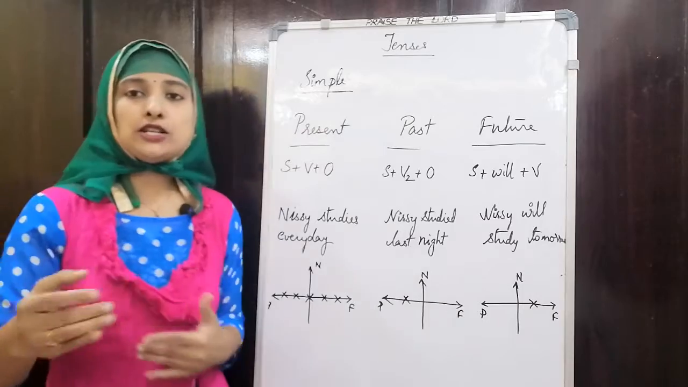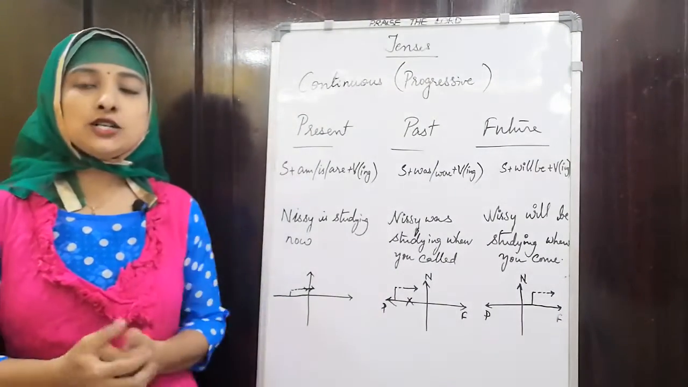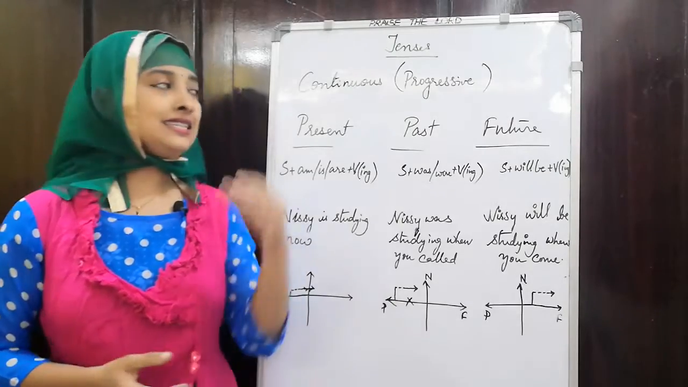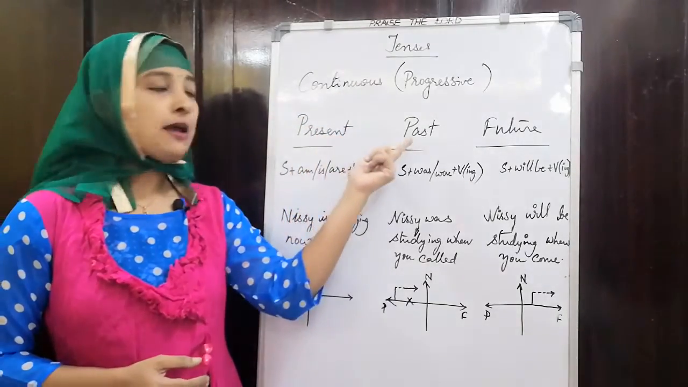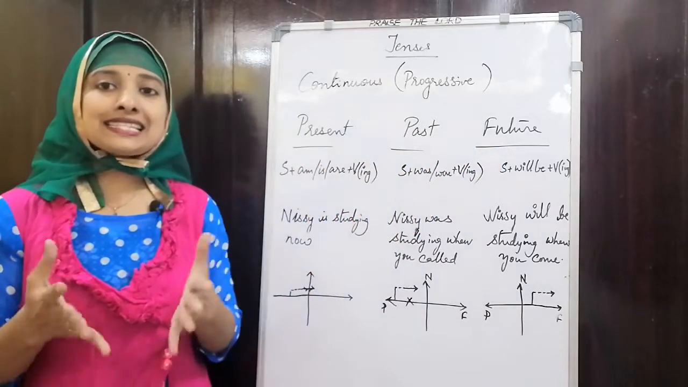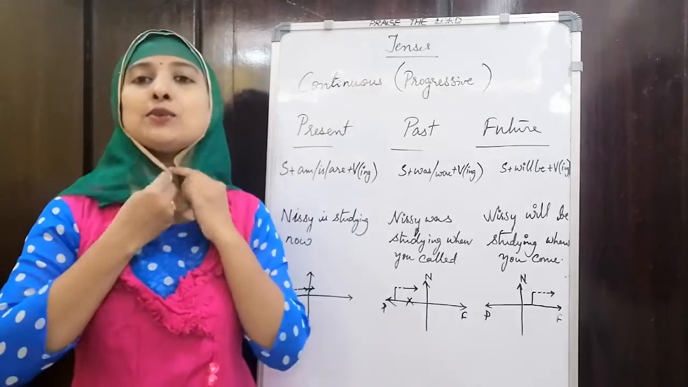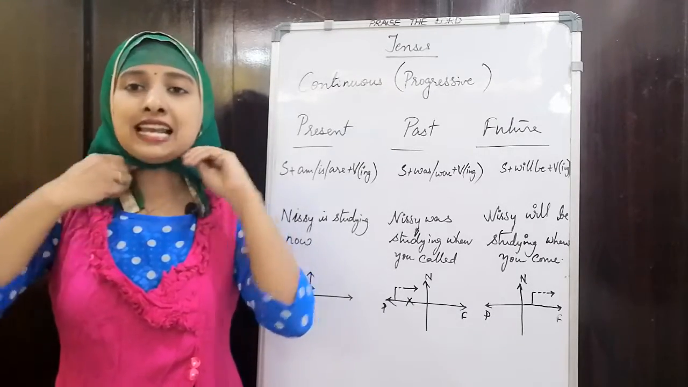Next we will see continuous aspect. Okay, so the next one is continuous tense or progressive. That is, the aspect is continuous aspect. So it can be present continuous, past continuous and future continuous. So what is this continuous tense? Continuous tense will be telling about an action which is ongoing, that is, it is still going on.